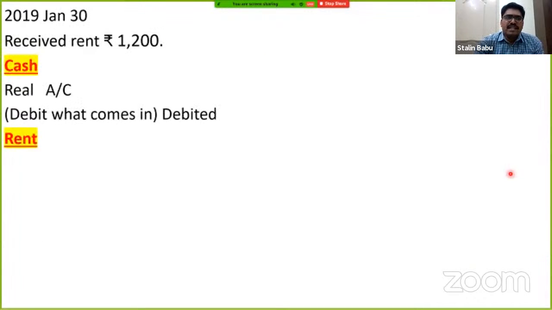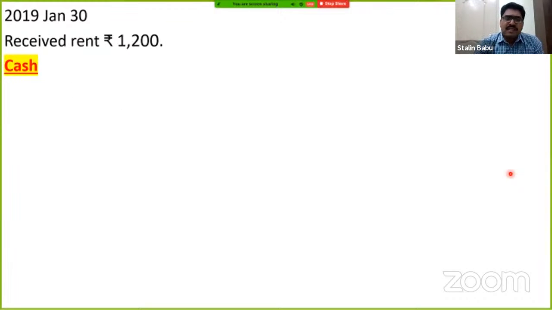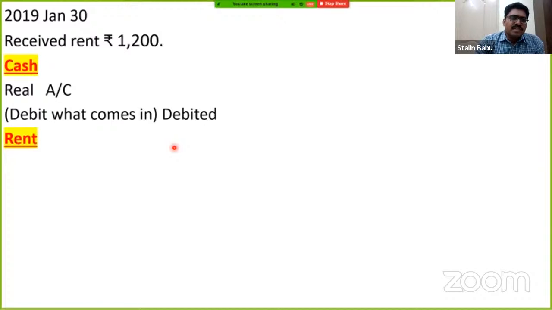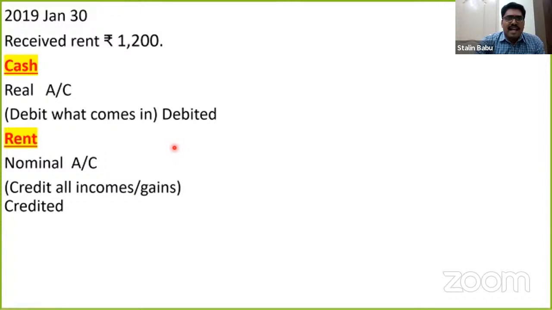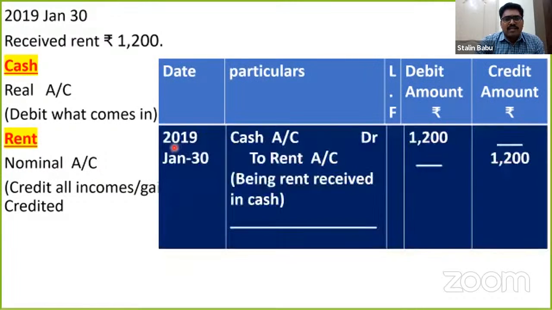Received rent. Received tells us it is an income to the business. So rent is an income here, and cash is coming into the business. According to the real account, when cash is coming into the business, cash account is debited. Rent is an income, so according to the nominal account, it is credited. So the entry is cash account debit to rent account.